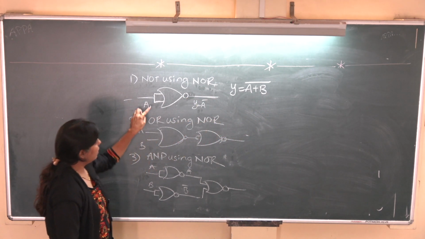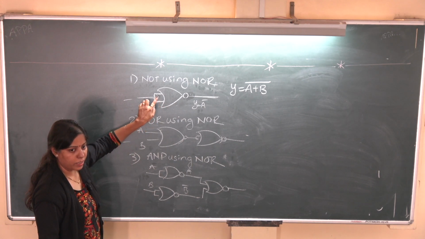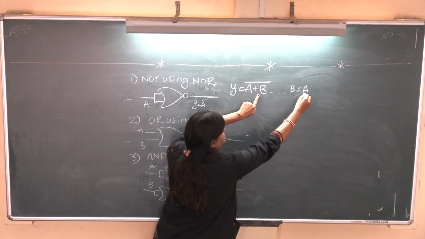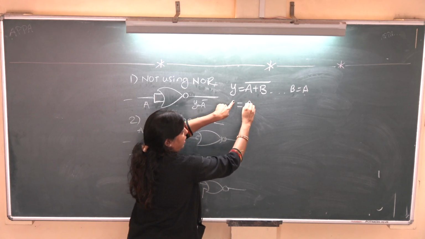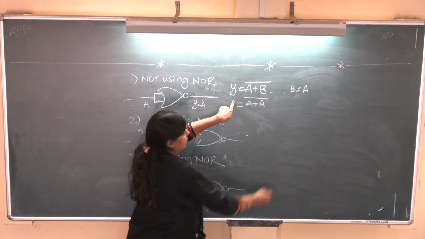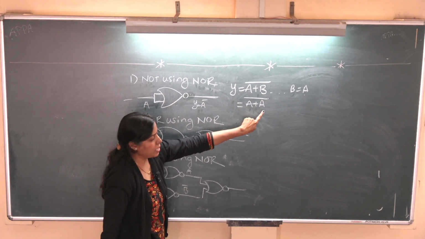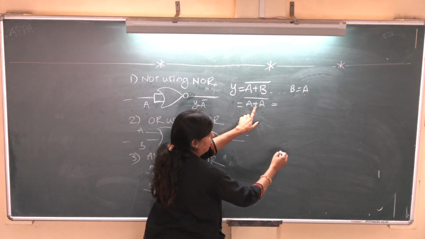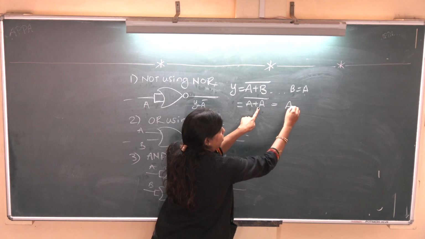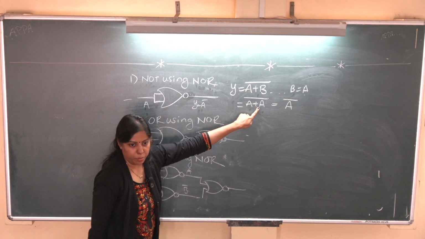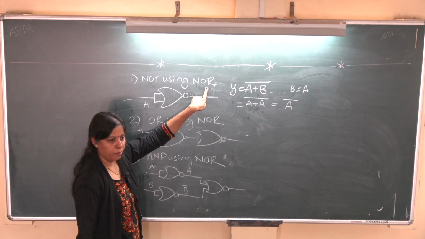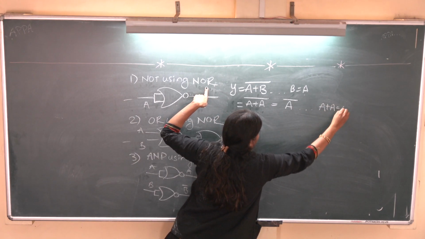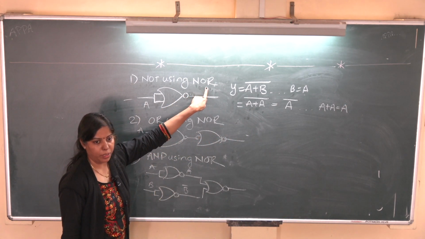Now here the concept is that we shorten the inputs. So here B is equal to A. So we are putting A plus A in this. So it is A plus A whole bar, and by using the OR law, A plus A, we can write only one variable. The OR law itself shows that A plus A is equal to A, you can write only one variable.